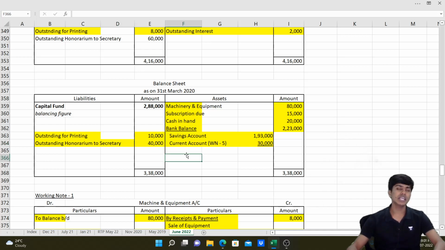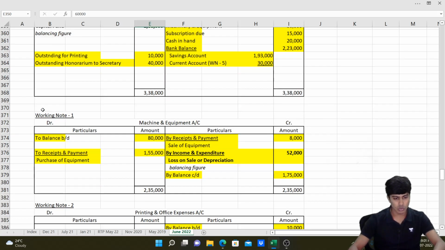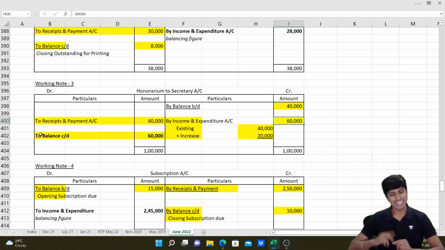And they've told that in the current year it will be 20,000 more. And it's not paid. So in the current year, outstanding honorarium will be 60. This will be the closing balance in the honorarium account. In our honorarium account, this will be closing 60. And this is existing 40 plus increase 20. Total 60,000 is current year honorarium expense.